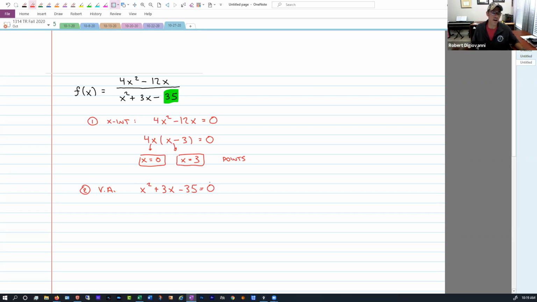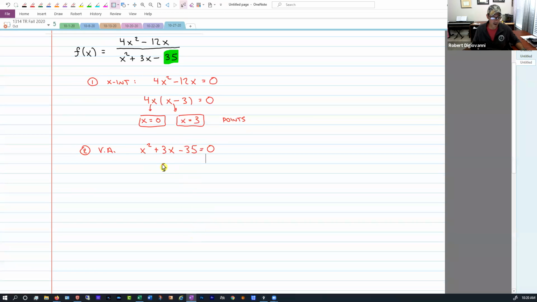Now, here you have two options. You can factor it, or you can use the quadratic formula. I'm not going to go through the process of this because it'll take too long. I know a lot of you would probably use the quadratic formula here because you said that you favor that formula. I'm going to do it by factoring, just to be quick.